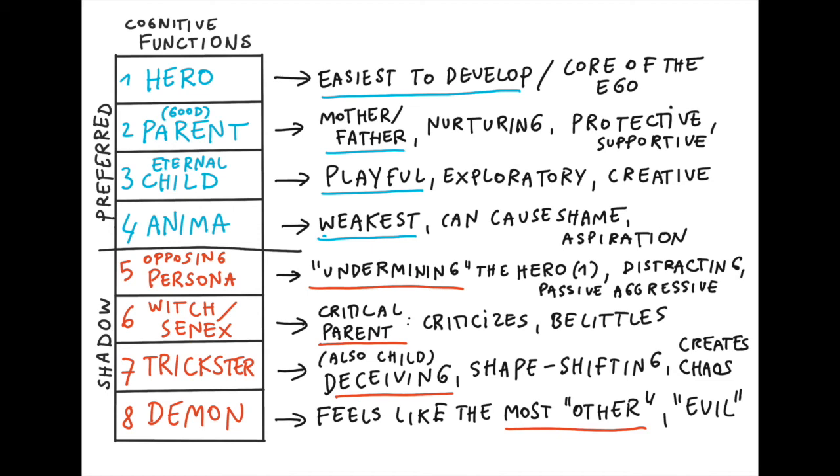Next on the list is the trickster. This is kind of a curious phenomenon, which I will also explain in more detail in one of the next videos, but basically it's a manipulative child that can create chaos or set traps. And finally, there is the demon. This is the function that is the most different from your first function. So whoever will use this as their dominant function will be rather irritating to you.